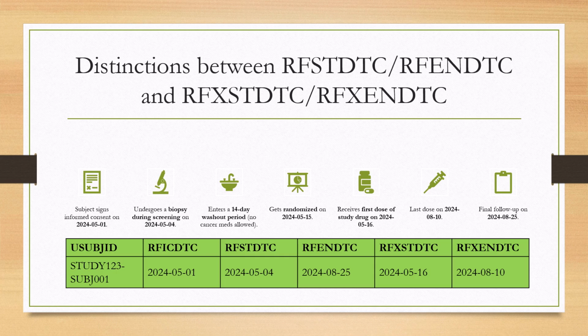such as studies that have a washout period before randomization or have a medical procedure required during screening. As in this example, a biopsy was done. In these cases, the RFSTDTC may be the enrollment date, which is prior to the first dose. Because study day values are calculated using RFSTDTC, in this case the study day would not be based on the date of first dose.